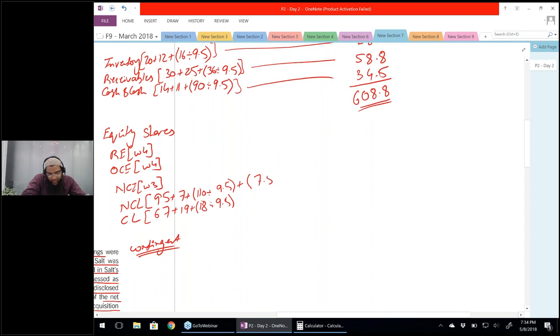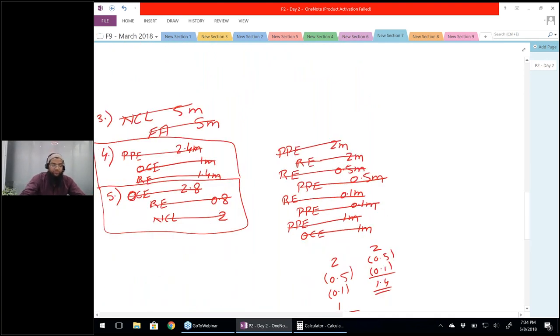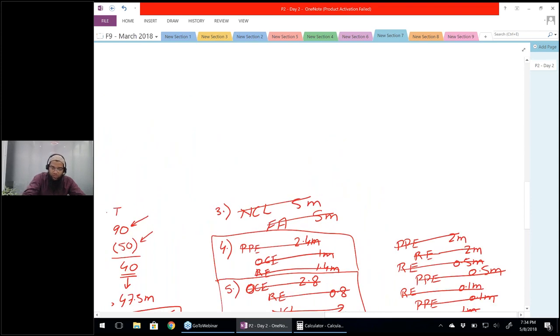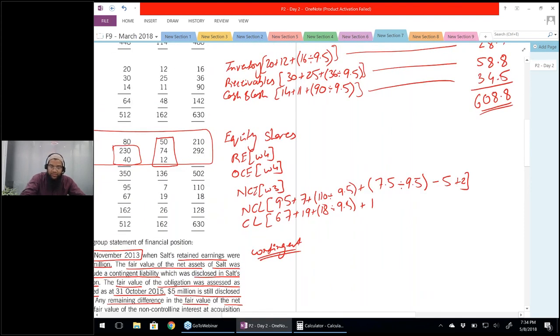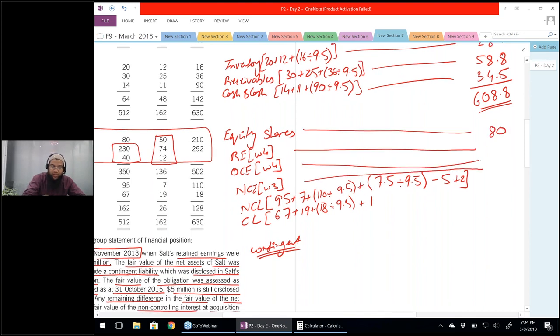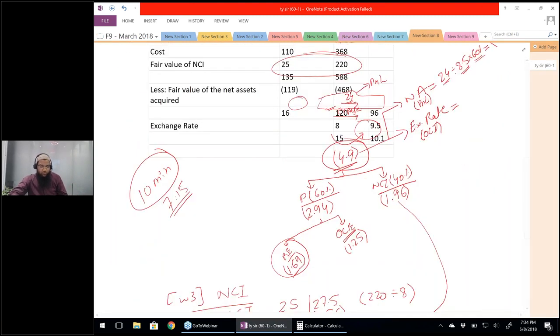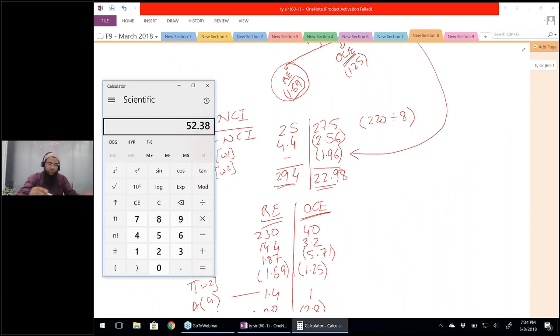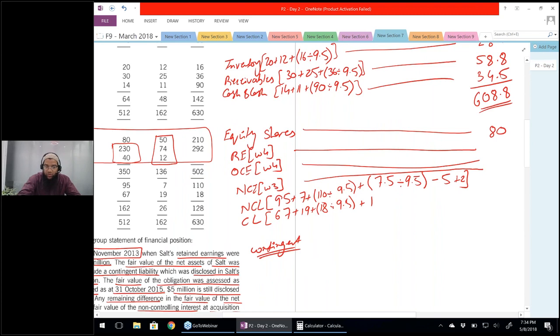So plus 7.5 divided by 9.5, because this is in dinars, and plus 1, minus 5 from the double entries and plus 2 from the double entries. So equity shares is going to be 80. Retained earnings and OCE and NCI will be from the workings. So NCI was 29.4 plus 22.98, 52.38. NCI is 52.38.